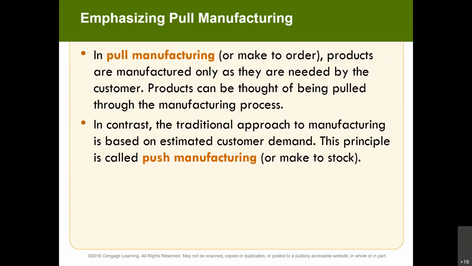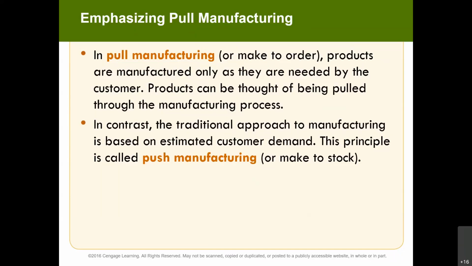That's made to order. That's called pull manufacturing. The same concept applies to pretty much most fast food establishments in a general sense, or a restaurant for that matter. They use pull manufacturing. Products are manufactured only as they are needed by the customer. Right? So you go and you place your order and they make it for you. Okay? Products can be thought of as being pulled through the manufacturing process. When you place that order, it goes through the manufacturing process after the order is placed. It's as needed or made to order.